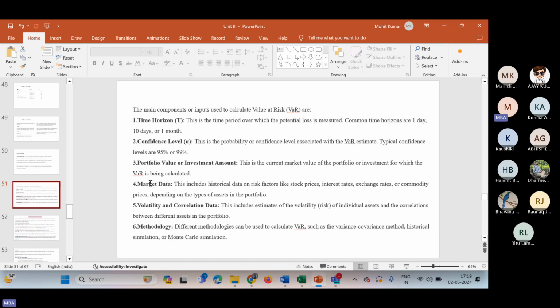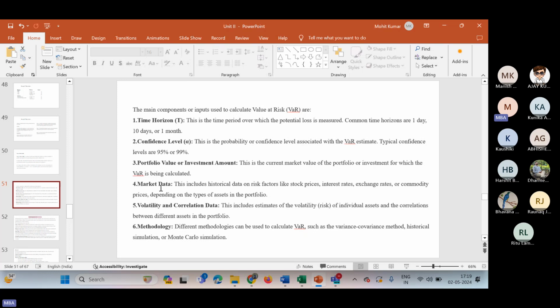The third component of value at risk is portfolio value or investment amount. The amount with which you are playing, the amount you have invested in the market, or the market value of that investment right now. Because with that only you want to see the exposure. See, I have 1 lakh rupees invested in the stock market, and I want to see with this 1 lakh how much money I may lose. So that is your investment amount you want to measure around.